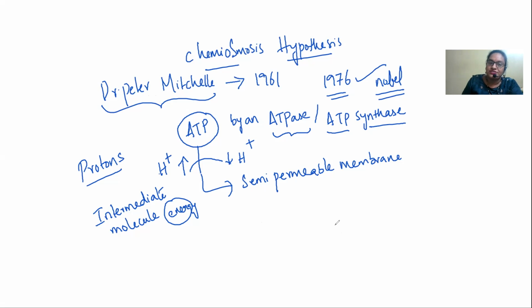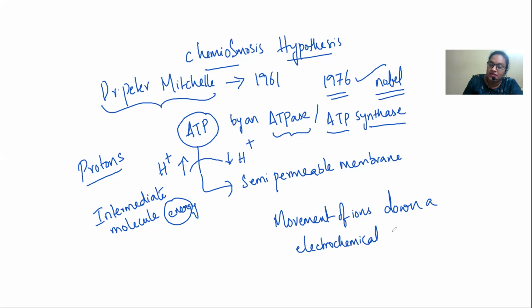So I hope, children, you have understood that chemiosmosis is nothing but the movement of ions. Let me write this for you. The movement of ions down an electrochemical gradient. What is an electrochemical gradient, children? Electro is because they have charges. Chemical is because the concentration of these ions is higher here and lower here. So when we speak about the concentration differences and the differences in the number of ions across the semi-permeable membrane, we call that an electrochemical gradient.